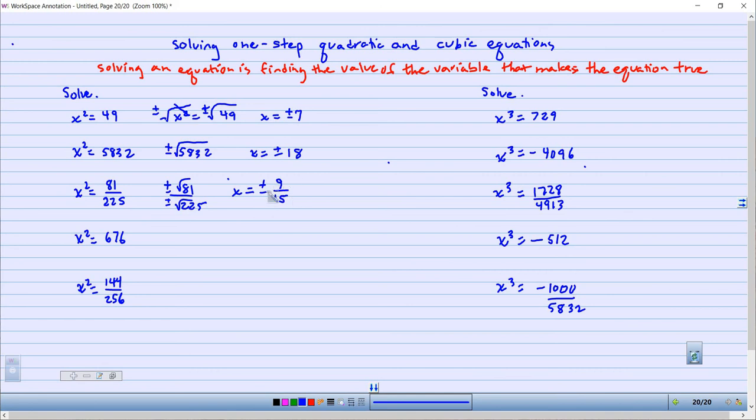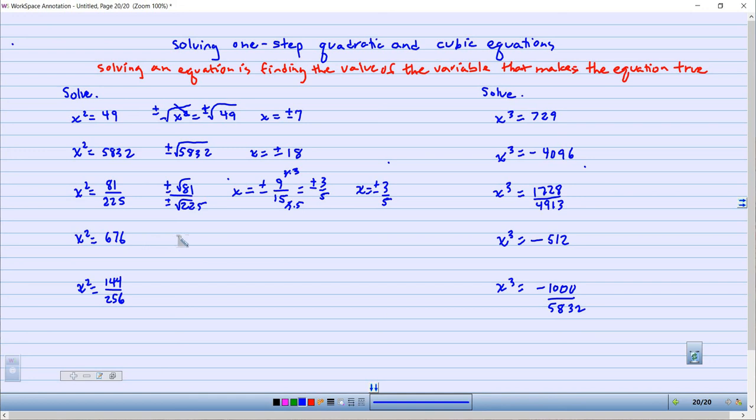Now remember though, when you get a fraction answer, you should see if you can simplify it. Is there a common factor that goes into 9/15? Actually, the greatest common factor will be 3, and that's going to simplify to 3/5, because 9 is 3 times 3, and 15 is 3 times 5. So we're factoring out that common factor of 3, and we get 3/5. So x is plus or minus 3/5. That's the answer that we are looking for in this problem right here.